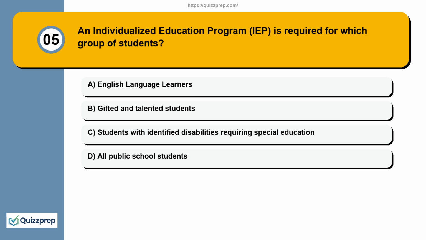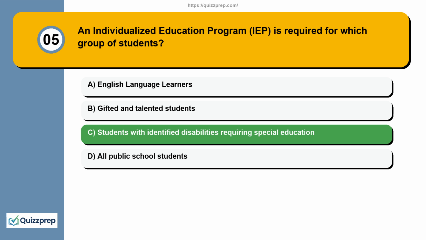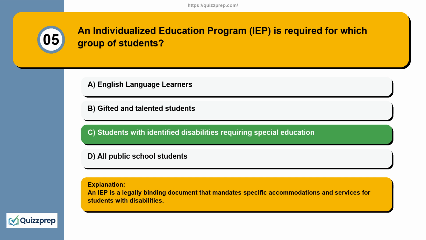Question 5. An individualized education program, IEP, is required for which group of students? Here are your options. Option A, English language learners. Option B, gifted and talented students. Option C, students with identified disabilities requiring special education. Option D, all public school students. The correct answer is option C, students with identified disabilities requiring special education. Explanation. An IEP is a legally binding document that mandates specific accommodations and services for students with disabilities.